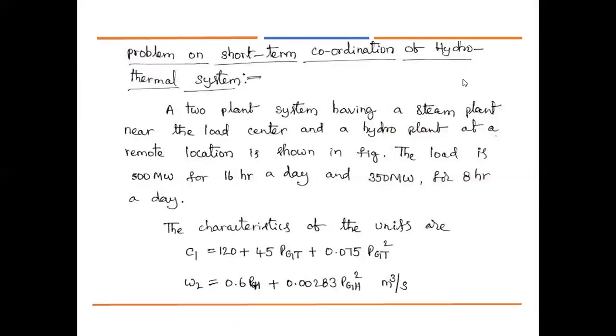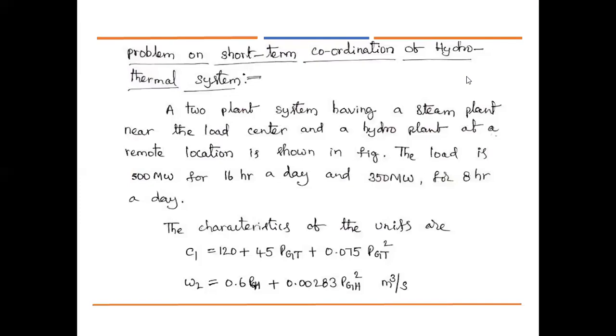So this is the problem. A two-plant system having a steam plant near the load center and a hydro plant at a remote location is as shown in figure. The load is 500 megawatts for 16 hours a day and 350 megawatts for 8 hours a day.